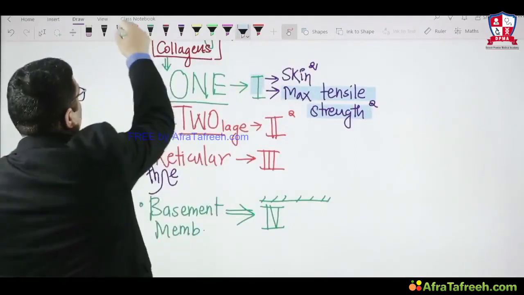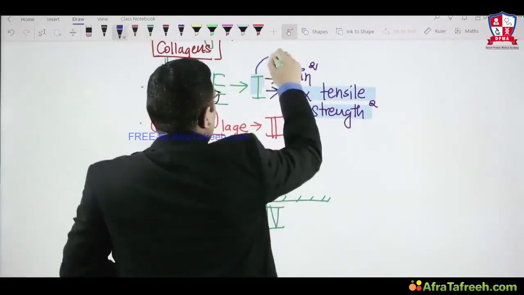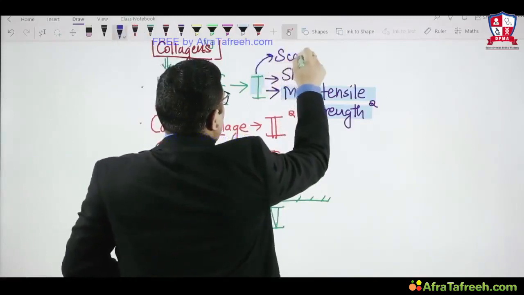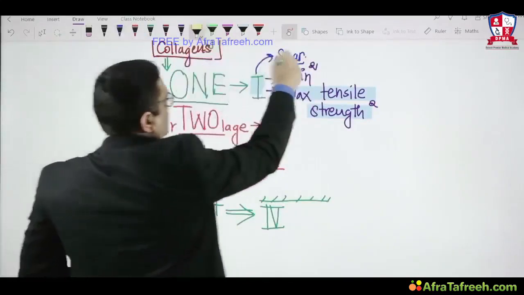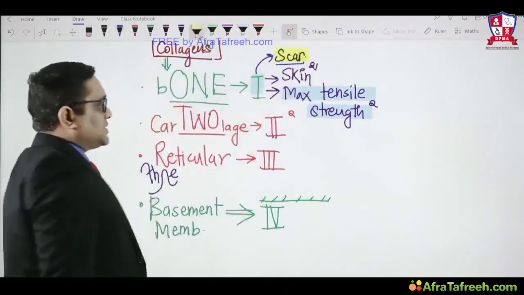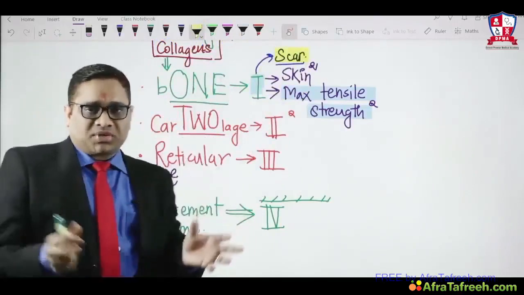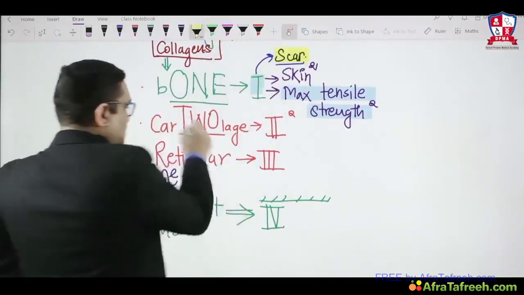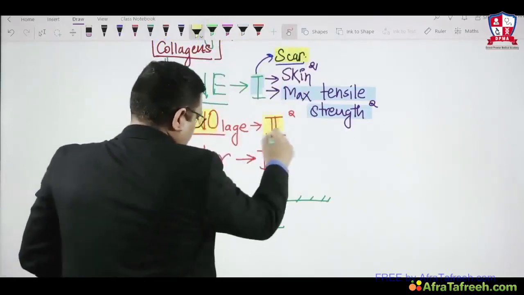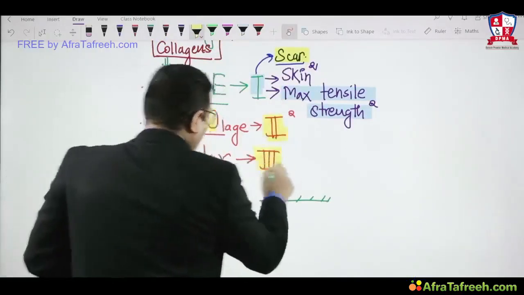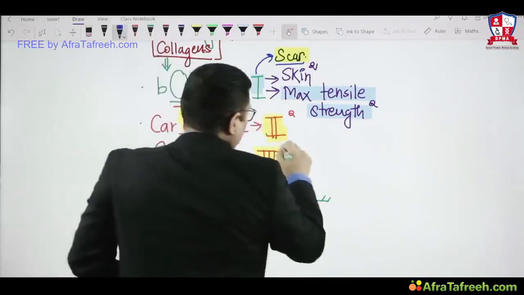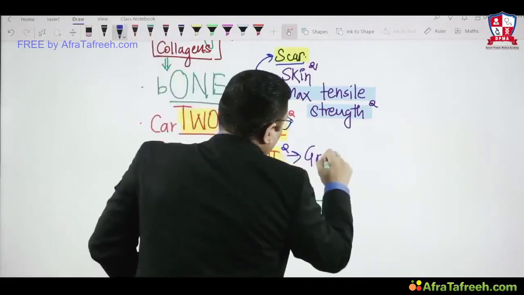Another important thing we need to remember is that even in scar tissue you will find type 1 collagen, right? Scar tissue, that was the All India question in 2016. Scar tissue, type 1 collagen will be present. So these are the important MCQs which the examiner has asked. AIIMS exam, cartilage will be having type 2 collagen, right? AIIMS exam, type 3 collagen is present in granulation tissue. This was an All India question also.